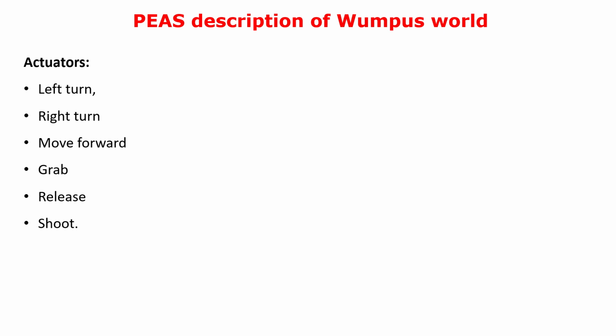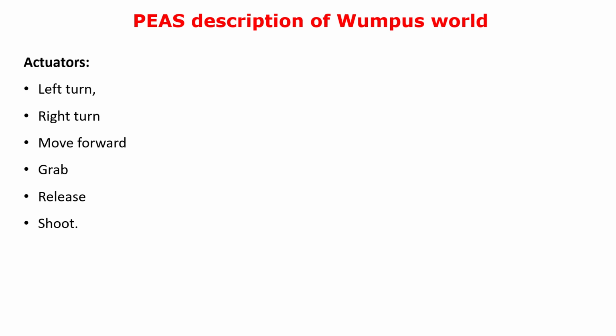Next, the actuators, which are often the third key term of the PEAS framework. Generally the agent moves within the 4 cross 4 grid. He can turn left, turn right, move forward, move backward, grab a particular thing and release it, and finally he can shoot the Wumpus with an arrow.